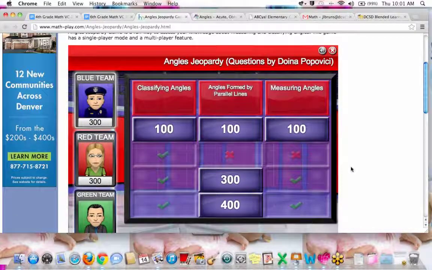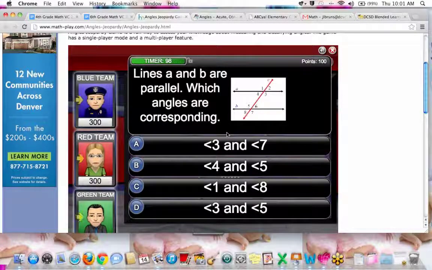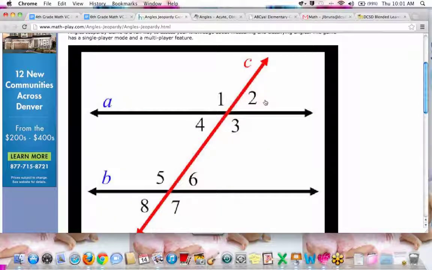Angles formed by parallel lines for 100. Okay. Lines A and B are parallel. Which angles are corresponding? Okay, so lines A and B are parallel. This is line A, this is line B. Which angles are corresponding? So we need to know what corresponding angles are. Anybody know, or should I look up the definition for you? Okay, look up the definition.